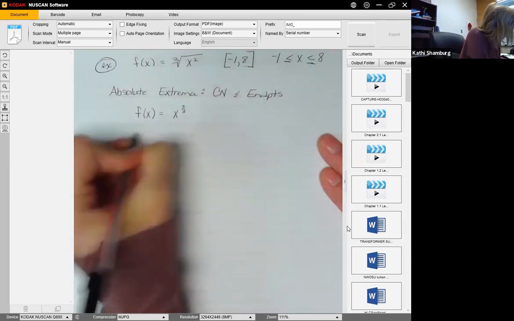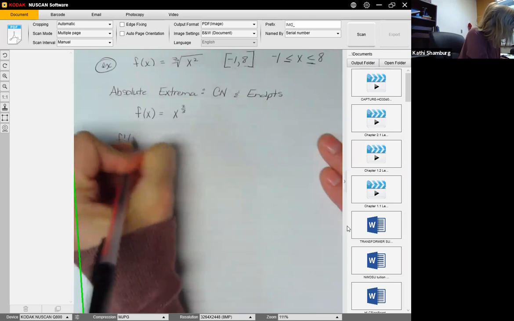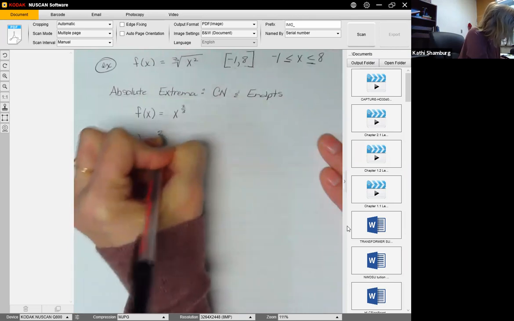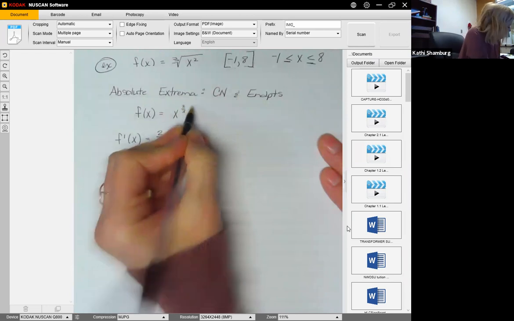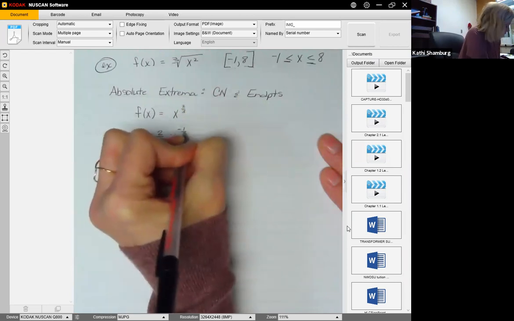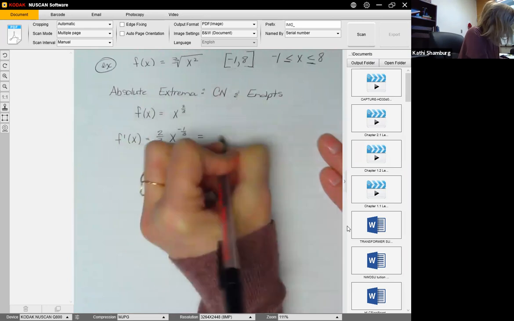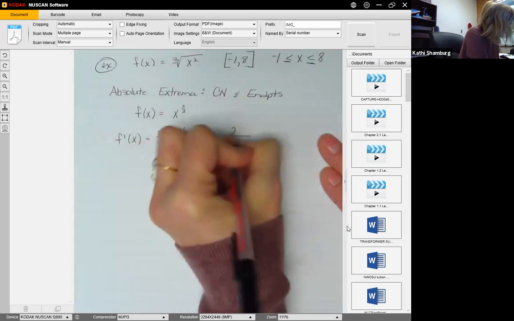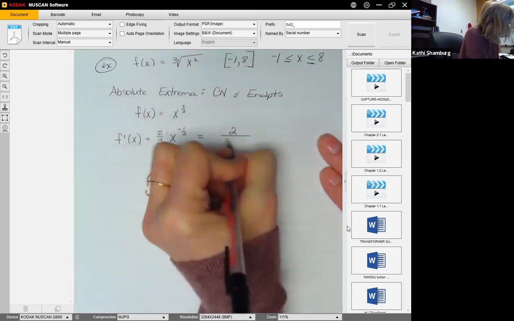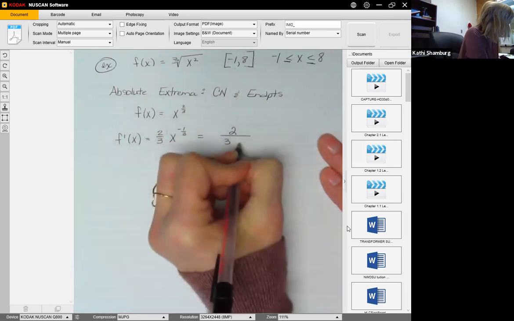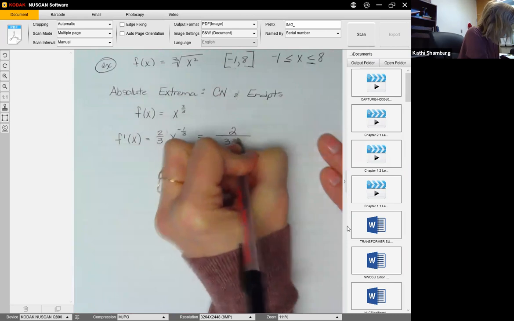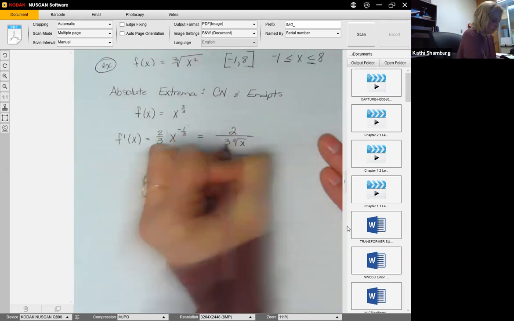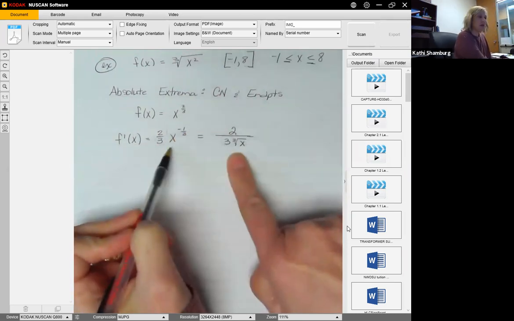So now we're going to take the first derivative, which would be 2/3 times x to the 2/3 minus 3/3, you get -1/3. 2 is in the numerator. 3 is in the denominator. Since this is negative, I'm going to bring it down to the denominator, and then I'm going to rewrite it as a cube root. So these mean the same thing.